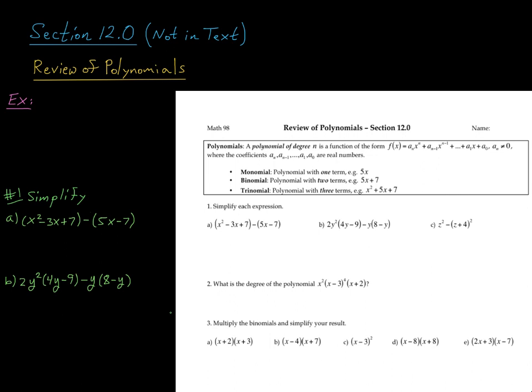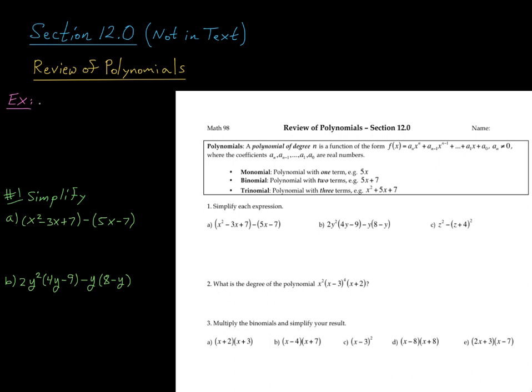Now Chapter 12 deals with what are called rational expressions. We're going to actually start with a quick review of polynomials. I call this section 12.0. This is not in our text. I've just included this here because a lot of this material on polynomials is going to play an important role for things to come. Okay, so let's just start by recalling what a polynomial looks like.